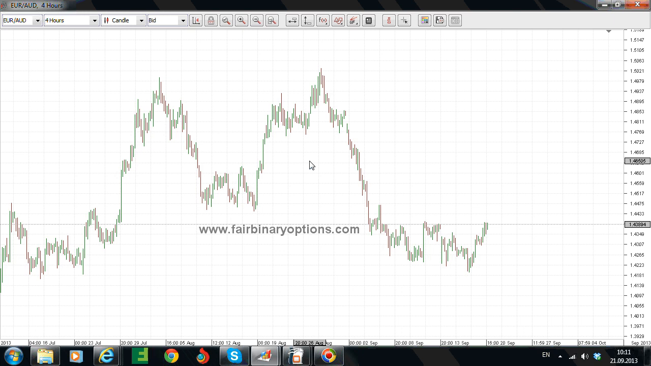Hello there, this is fairbinaryoptions.com, and what I would like to show you on this Euro and Australian dollar 4-hour chart is how to integrate a falling wedge strategy when trading binary options.